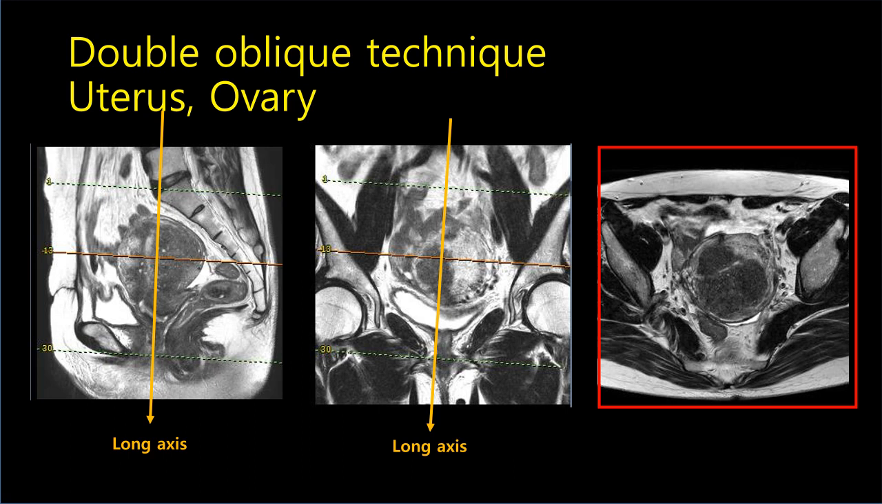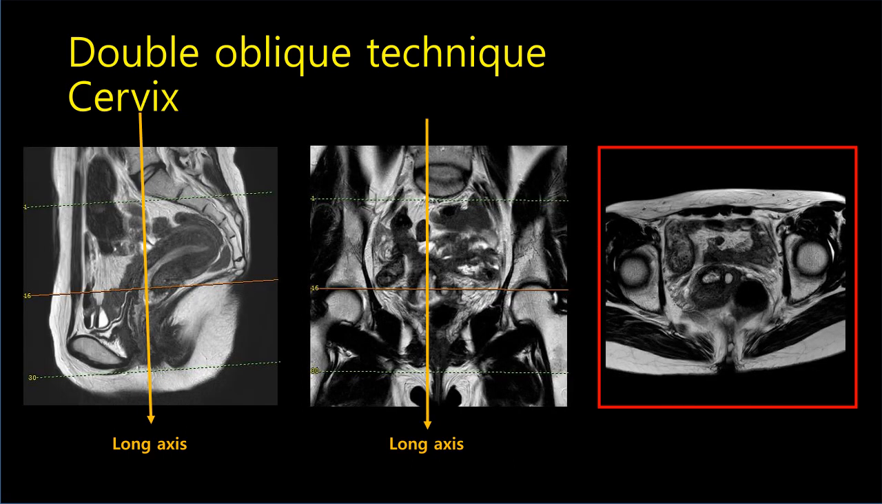An image is obtained by adjusting the angle of the position block, once sagittal, and once coronal, with respect to the long axis of the uterus. This patient has a lesion on the cervix. An image is obtained by adjusting the angle of the position block once sagittal, and once coronal with respect to the long axis of the cervix.